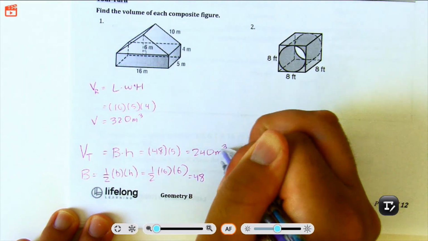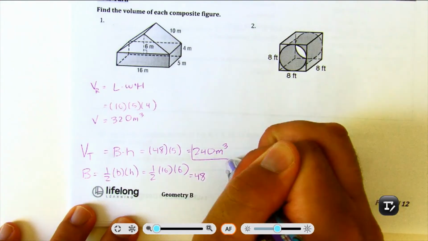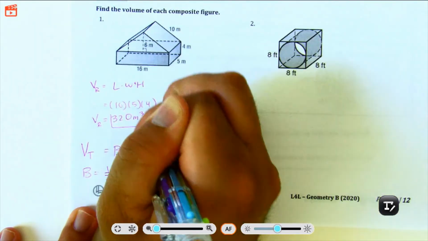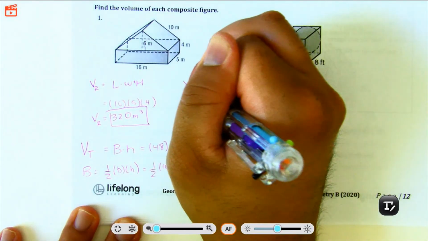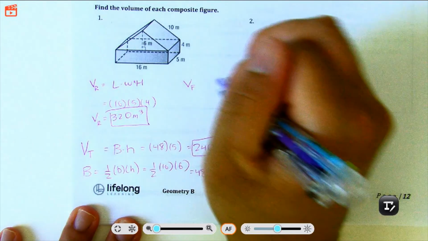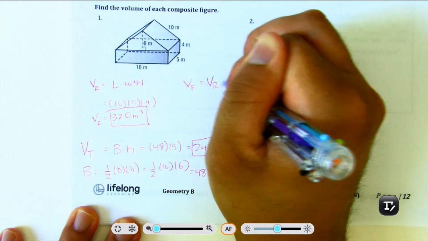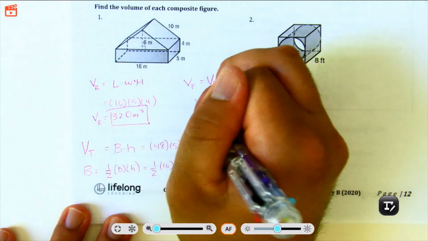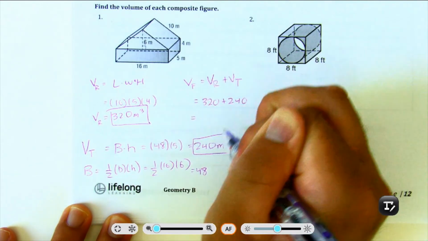So now that we have the triangle and then we have the rectangular, to find the final volume, I'm going to call this VF for final volume, is equal to VR plus VT. So 320 plus 240 ends up being 560 meters cubed.